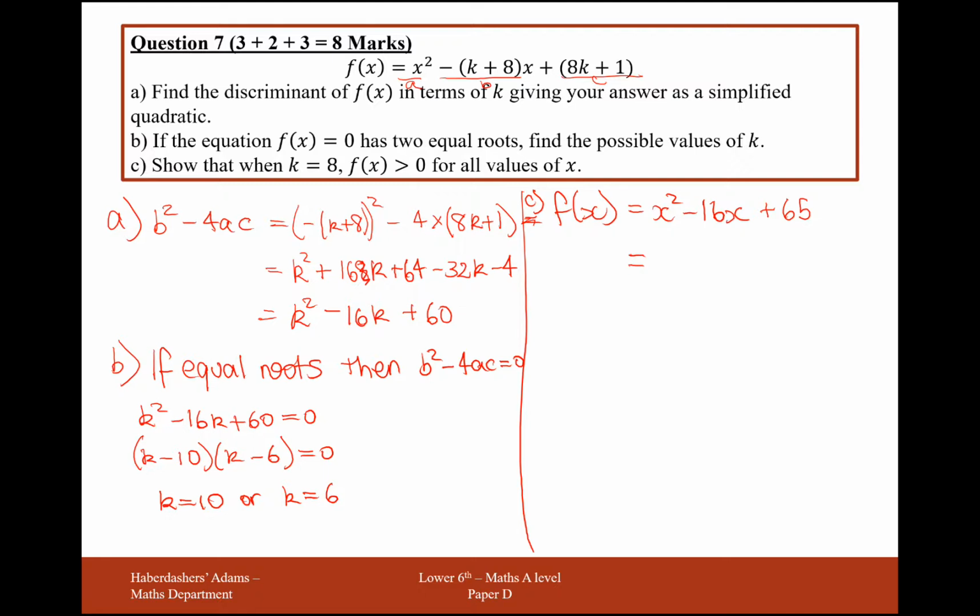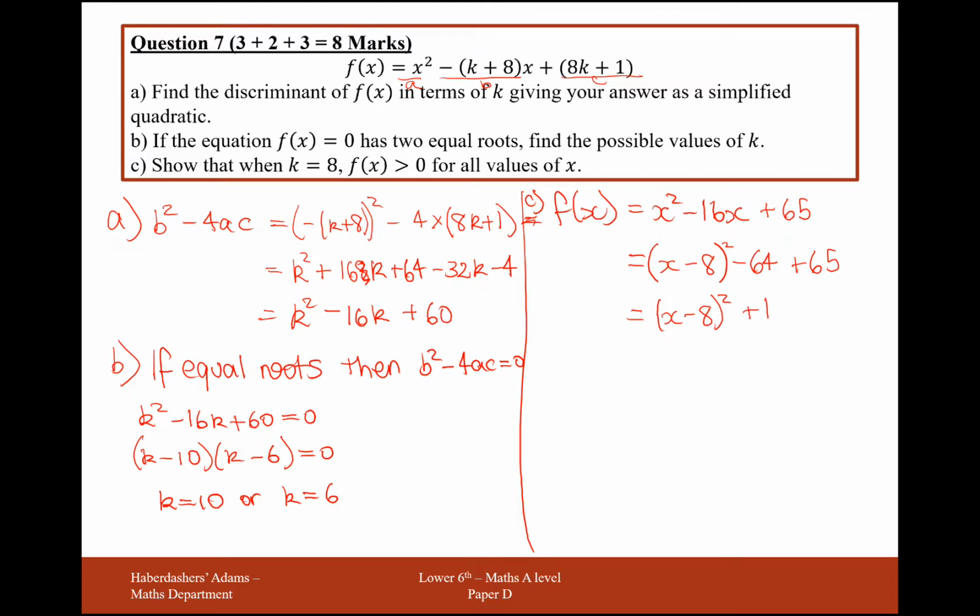Okay, so the easiest way to prove that something's greater than 0 for all values of x is to complete the square. So I'm going to do x minus 8, that's half of 16, squared. Then we have to take away 64, because that's 8 squared, and then add on the 65 previously. So this is going to give us (x minus 8) squared plus 1. Thank goodness for that, we get a positive there.